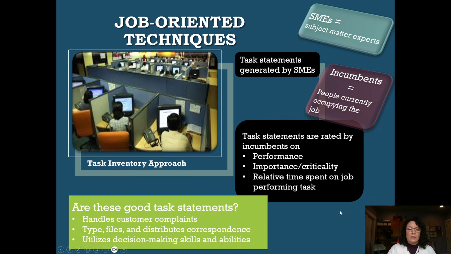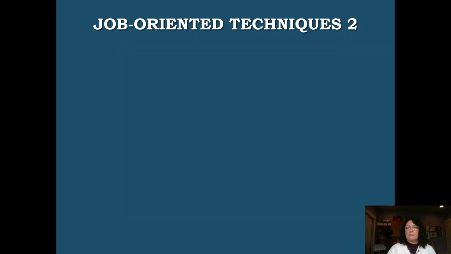So honestly, the only really good one is the types files and distributes correspondence. The other two are pretty bad. But if I had to rank order them, I probably would put customer complaints second and decision-making skills last. That's me. You can have had a different order.